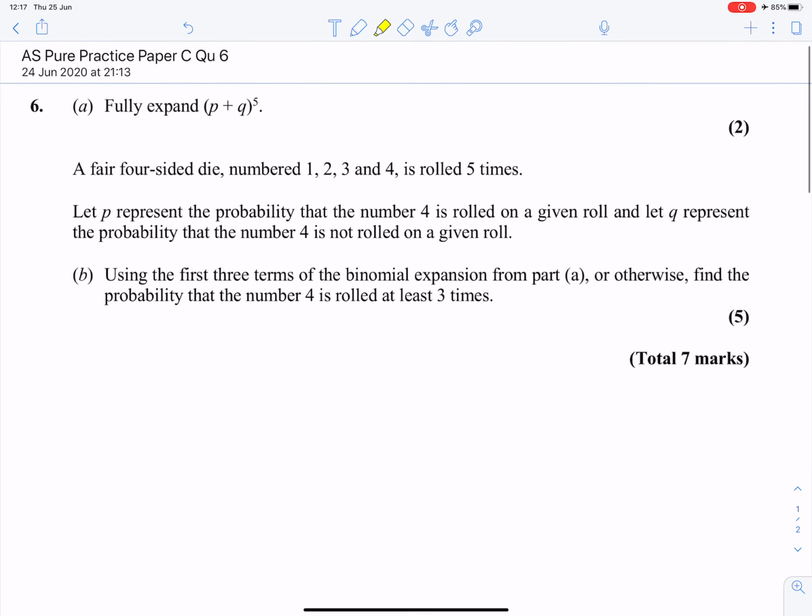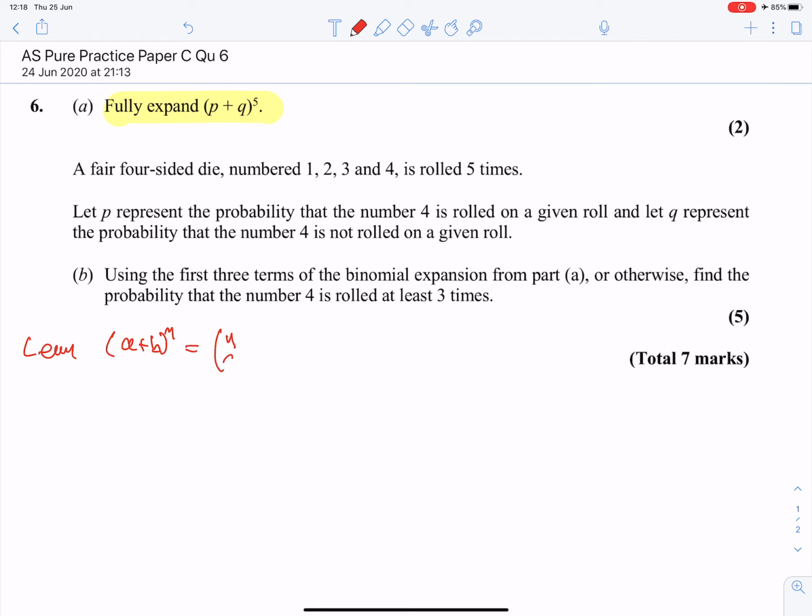So, fully expand p plus q to the 5. So there's some factual knowledge required for this. We've got to learn (a plus b) to the n. You might be able to look it up. Well, it will be in the formula book as well.